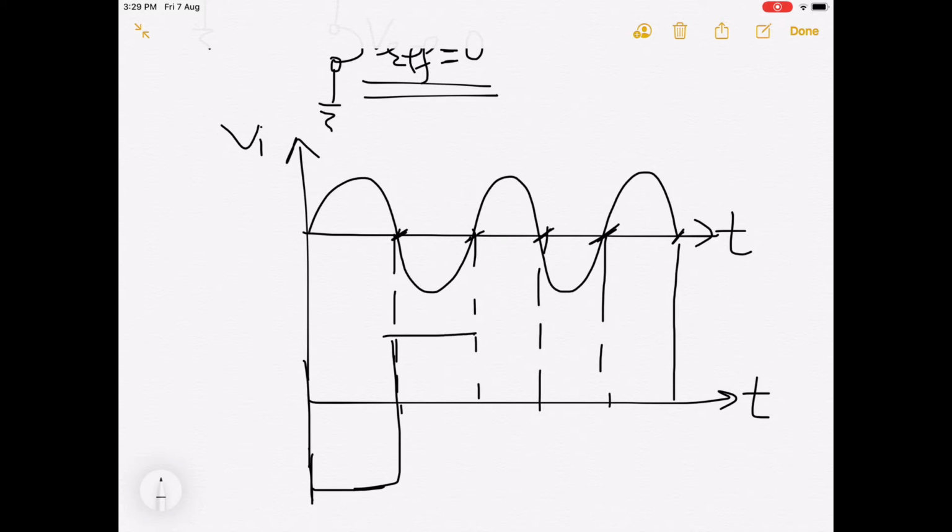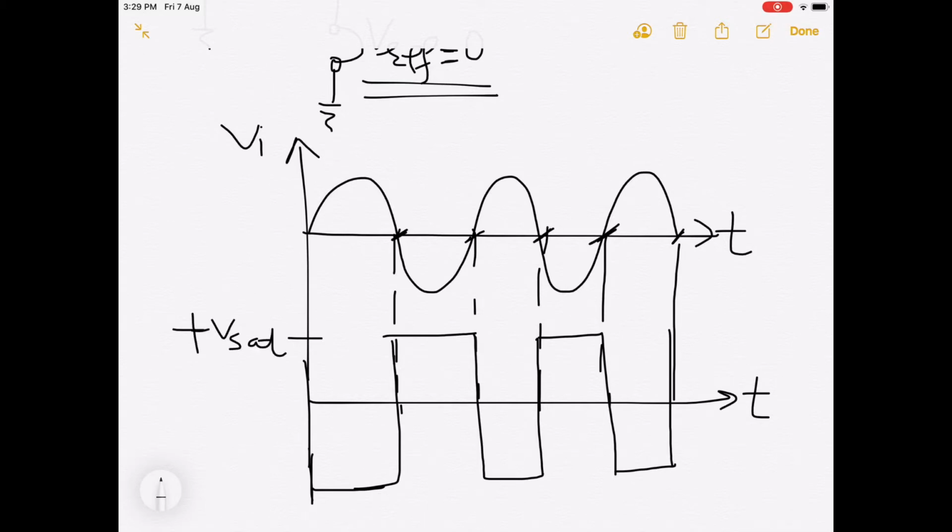So you can draw waveform like this. For positive peak you will get negative value. So this is plus Vsat and this is minus Vsat. Okay. So this is nothing but the zero crossing detector. Zero crossing detectors are used in many applications. Okay. Then next application is window detector.